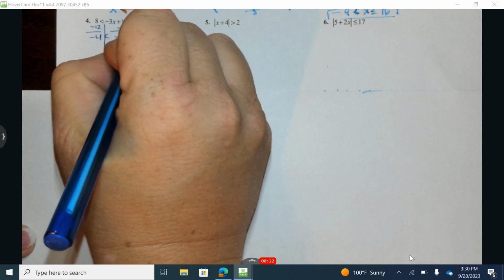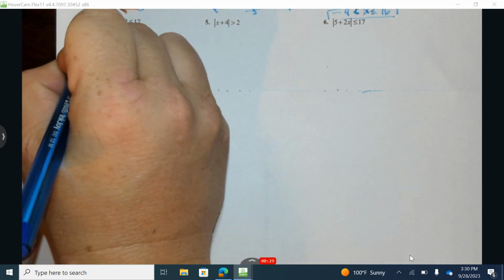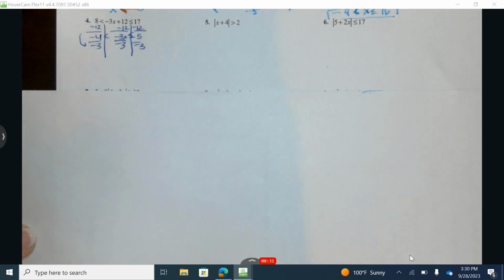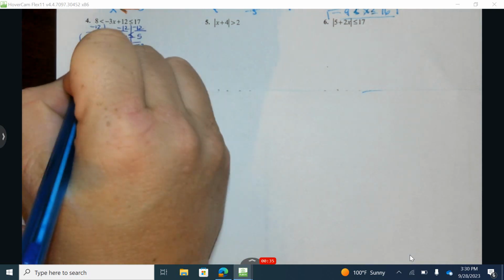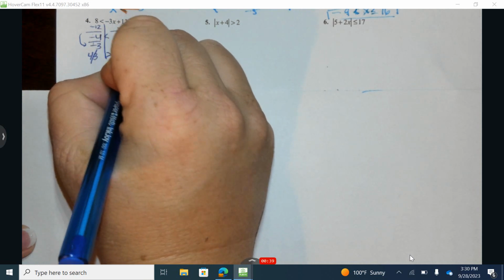Remember, adding or subtracting does not change the direction of the inequality symbol, but now I divide by -3. And since I am dividing by a negative, now I will flip. So two negatives flip to give you a positive 4/3, and this flips as well to give us a negative 5/3.